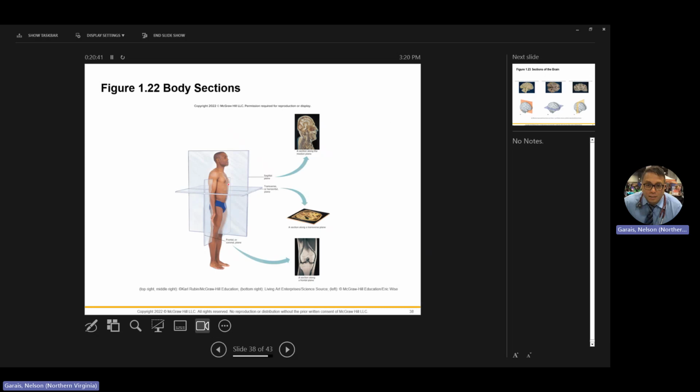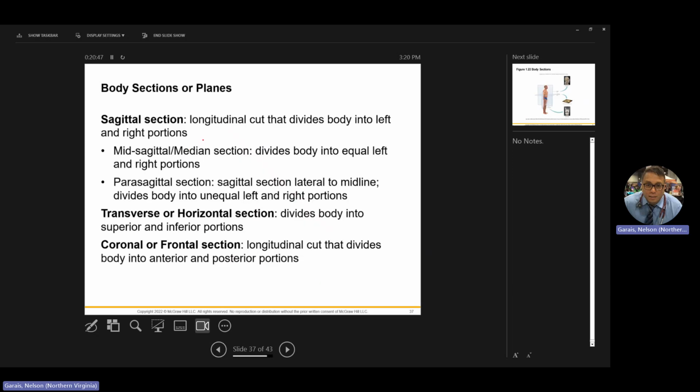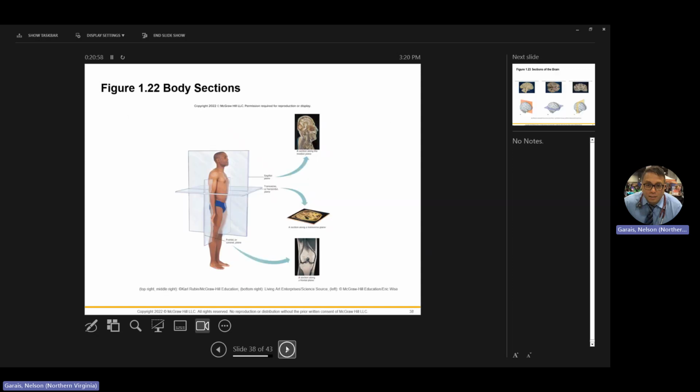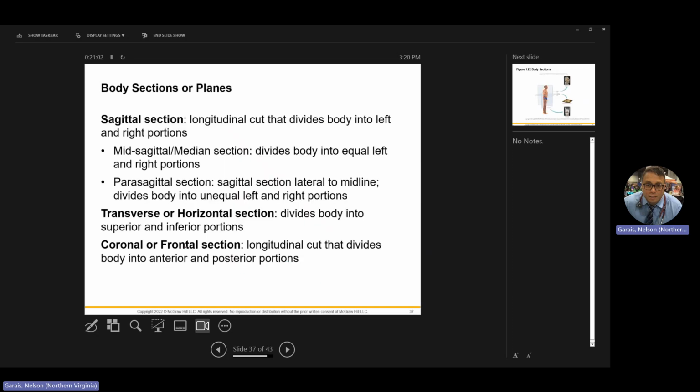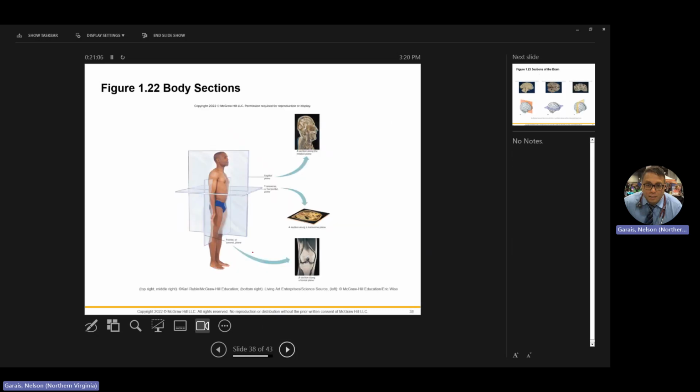Know your three planes or your three body sections, three body planes. You have your sagittal, also known as your mid-sagittal, which divides your body equally into a left and right. Transverse or horizontal section divides your body into a superior and inferior portion, and that's this one, transverse, right across the middle. And the coronal, also known as frontal section, that's going to chop you into front and back.